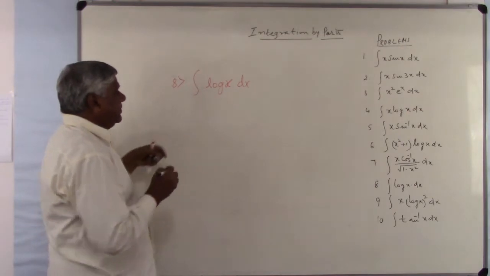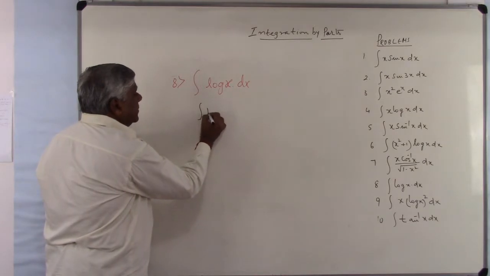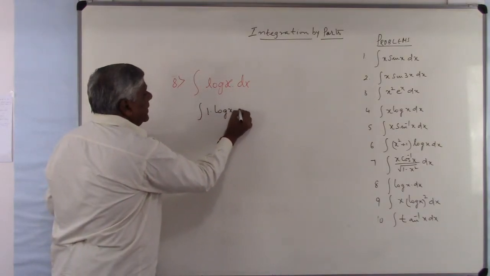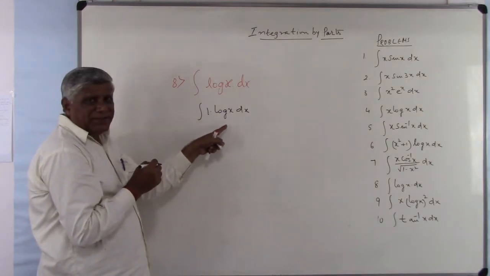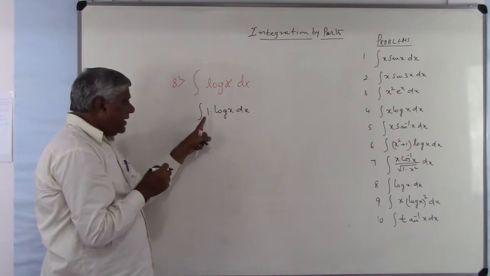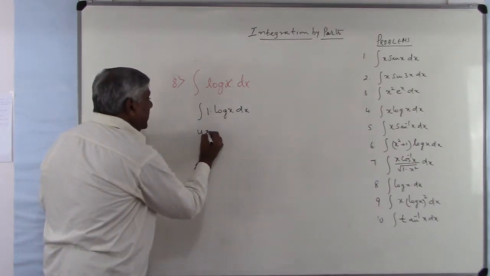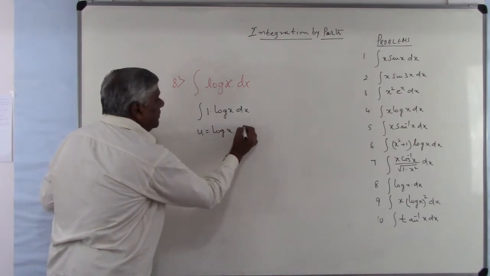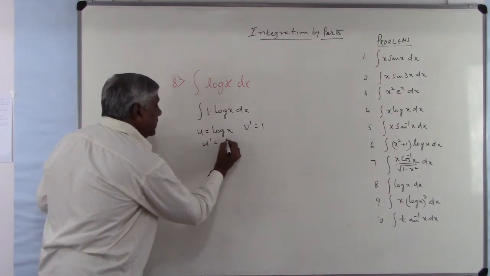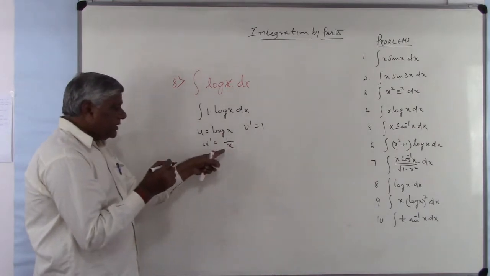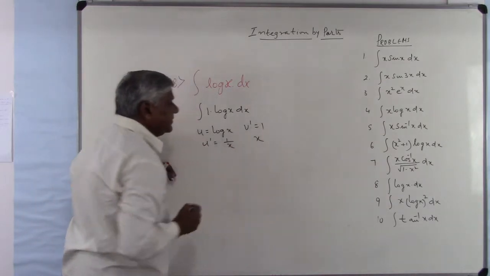In this problem, since only log x is there, we will write the problem like this: 1 into log x dx. So now log x we take as u and this as v dash. Therefore u is equal to log x, v dash is equal to 1. Therefore u dash is equal to 1 over x, since differentiation of log x with respect to x is 1 by x. Integration of v dash is x.